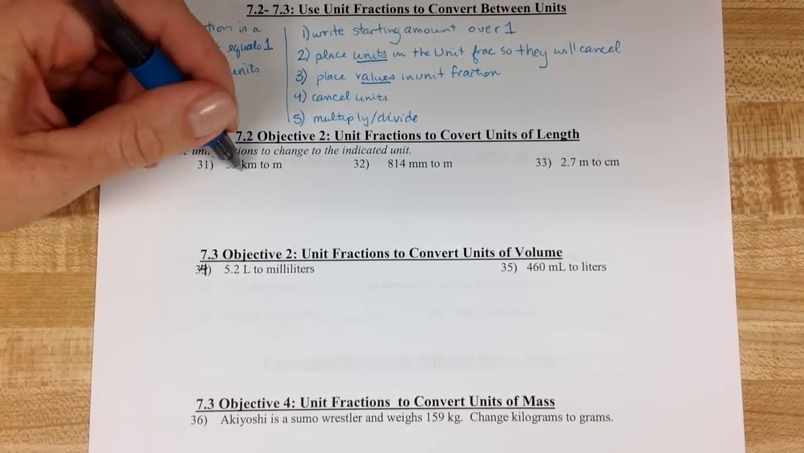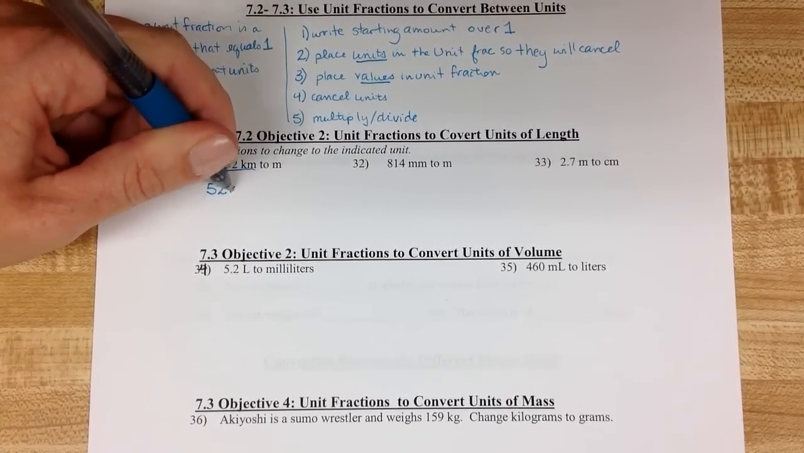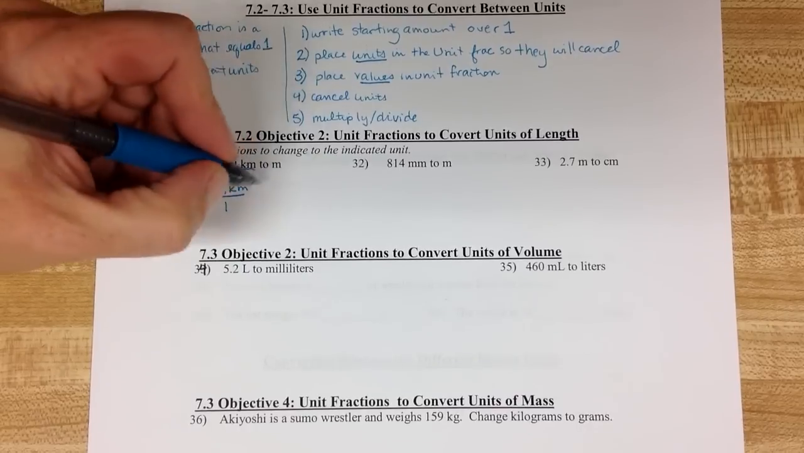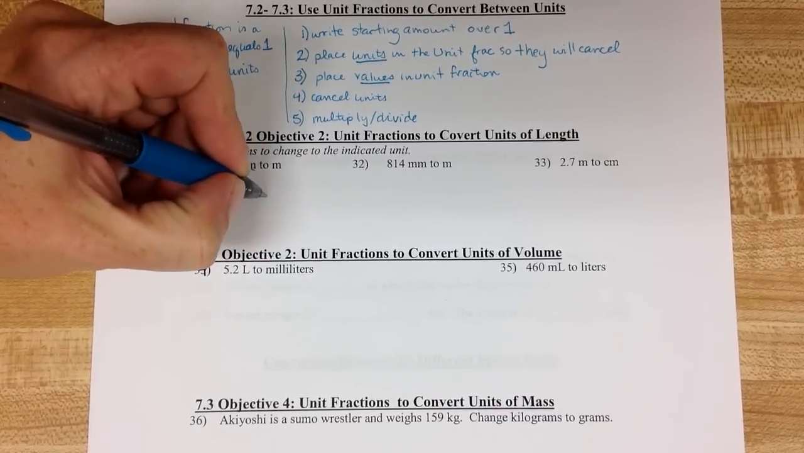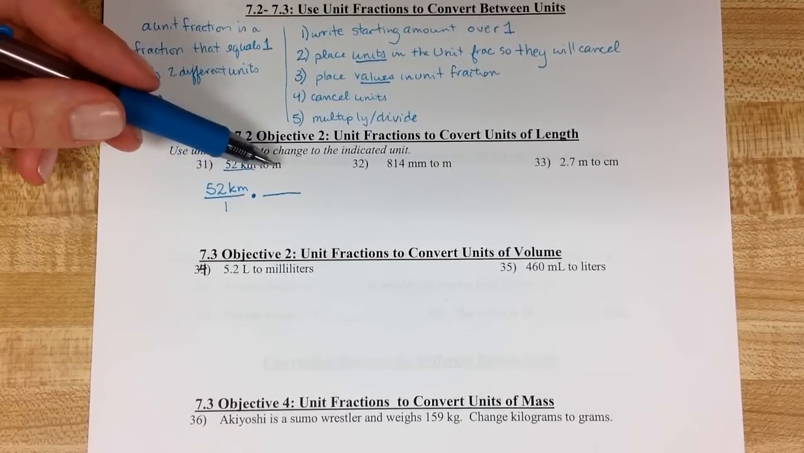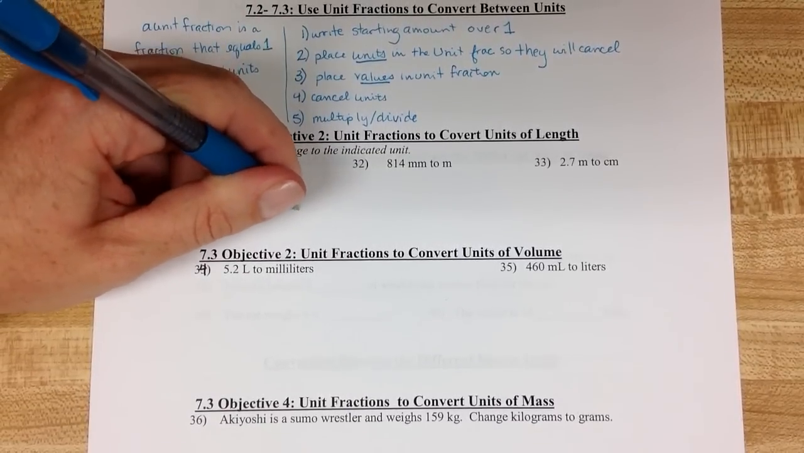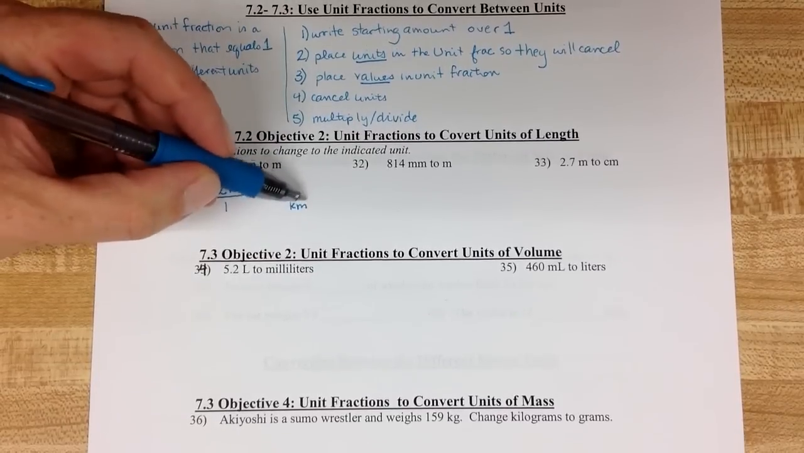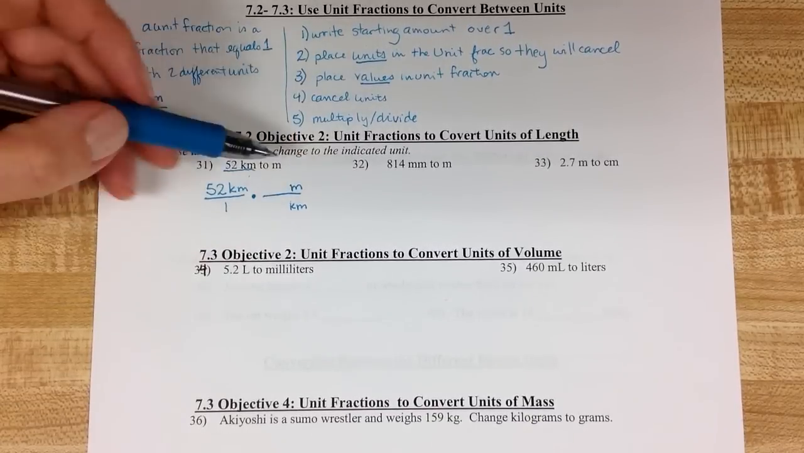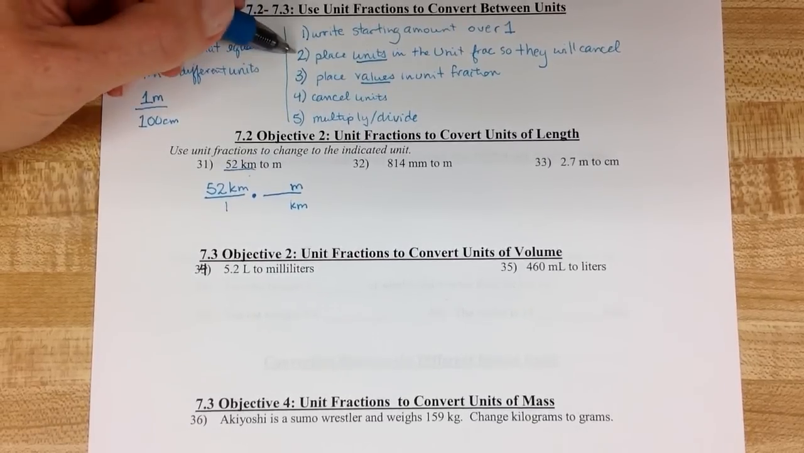We're starting with the amount 52 kilometers. So I'm going to write my 52 kilometers over the number 1. That's what step 1 is. Then I'm going to be multiplying this by a unit fraction that will allow me to cancel out kilometers and change to meters. So I'm going to put the units in first. I want kilometers on the bottom because I want to be able to cross-cancel the kilometer unit. And I'm going to put the meters on the top because that's the unit that I want to still be left when I'm done. So that was step 2.